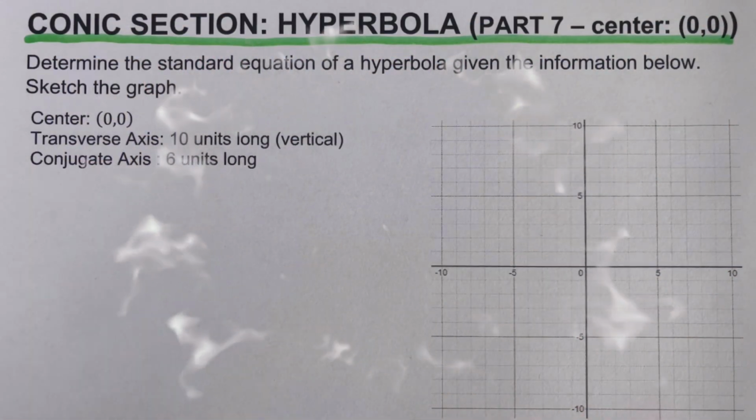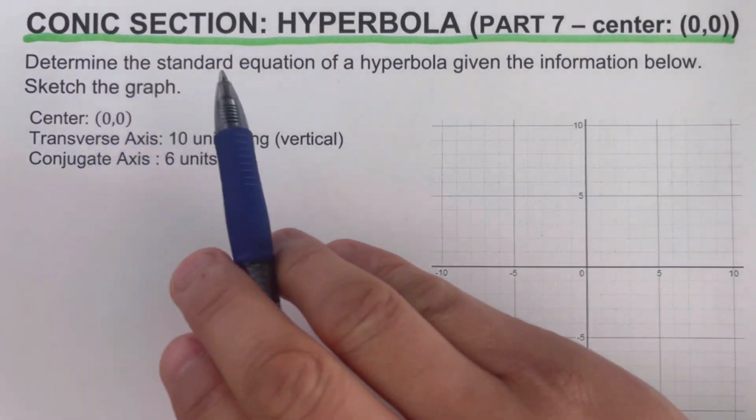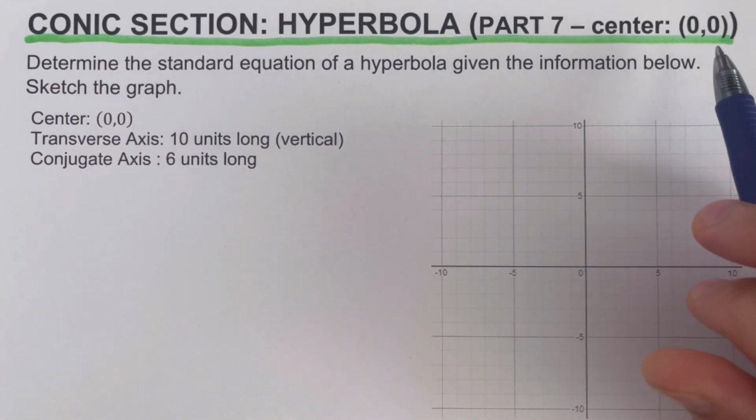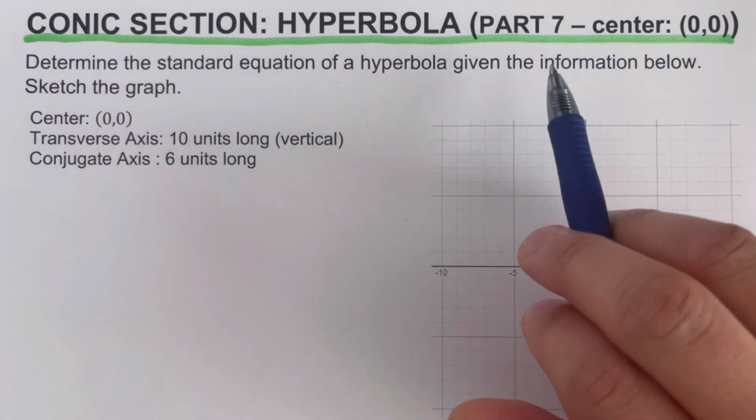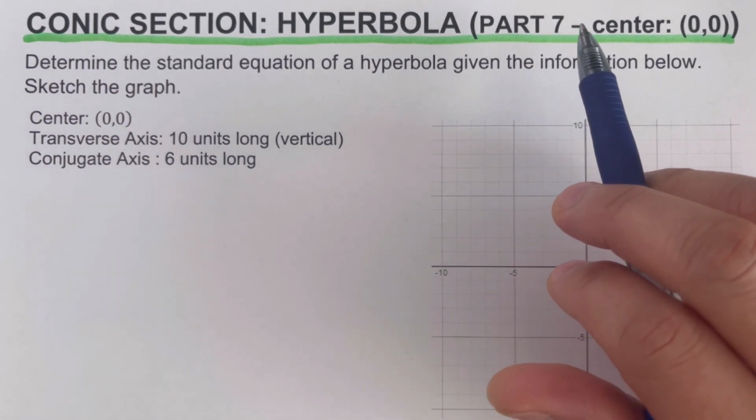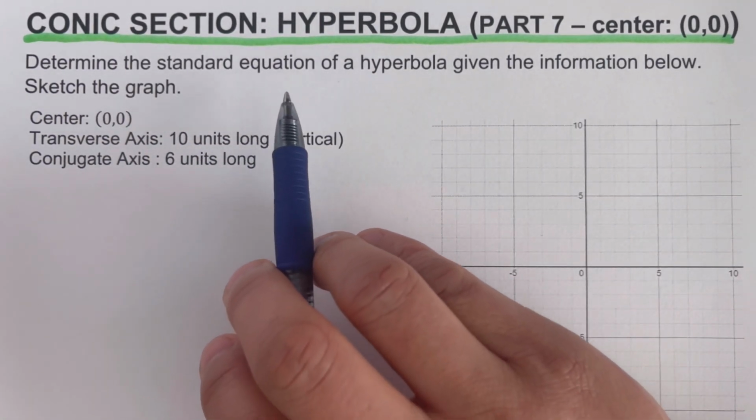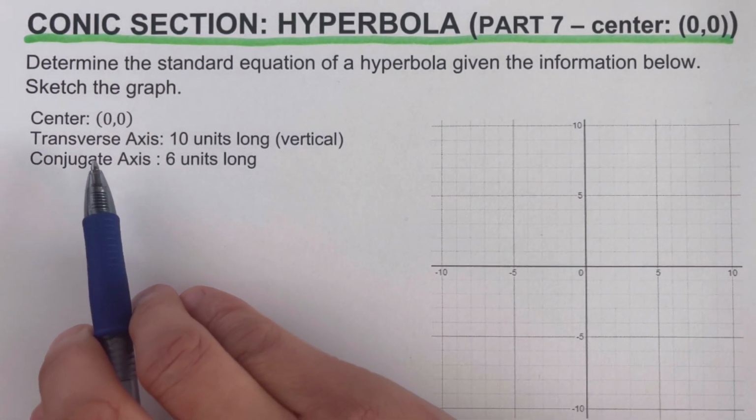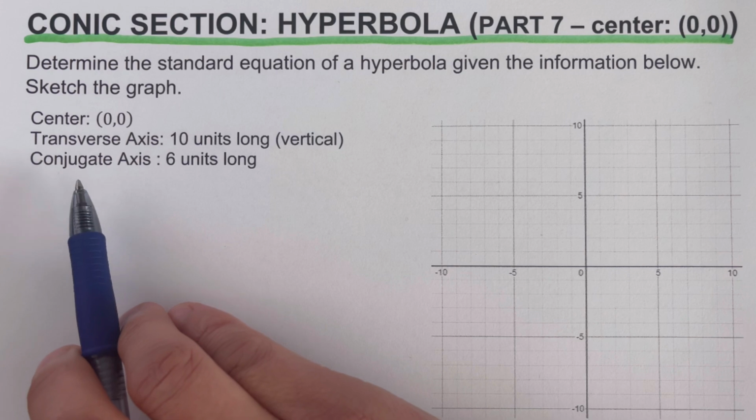Hello everyone. This video will focus on conic sections, specifically on hyperbola with center at 0, 0 or at the point of origin. And this is the seventh part. In this part, we're supposed to determine the standard equation of a hyperbola given the center, the length of the transverse axis, and the length of the conjugate axis.